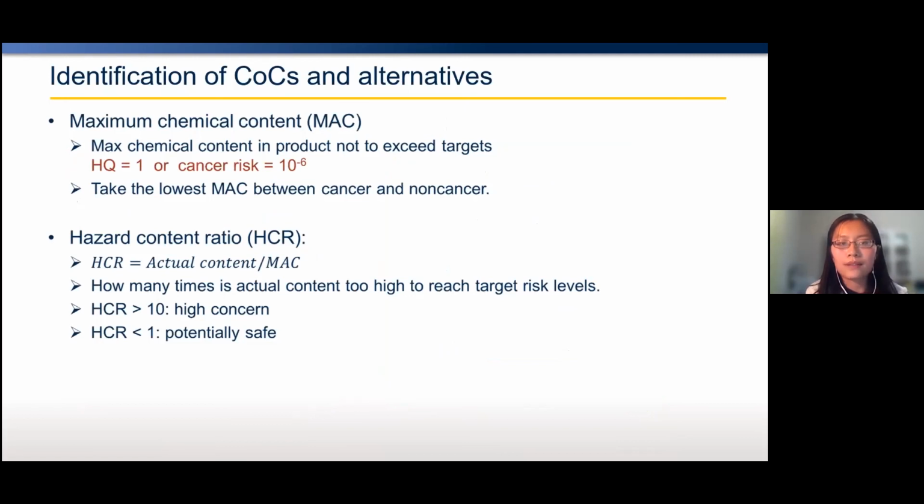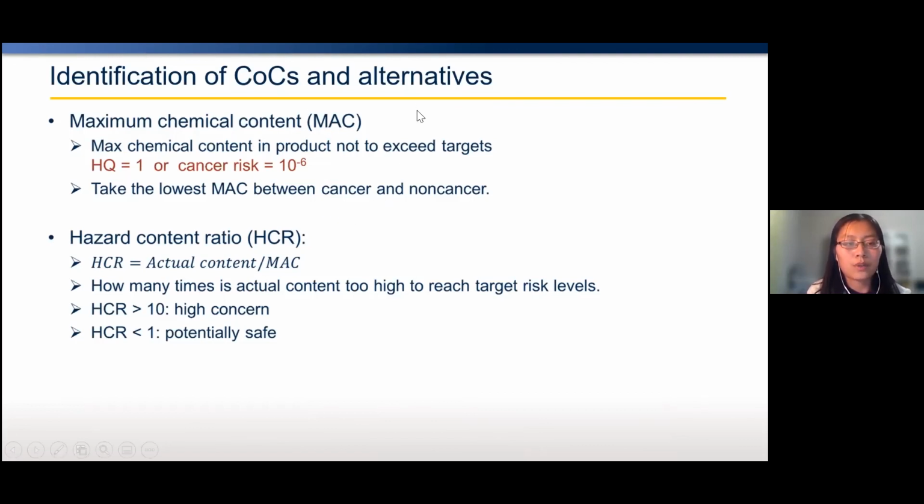So to identify the chemicals of concern and alternatives, we first calculate a maximum chemical content. That is the content in product not to exceed target risk-specific concentration (RSC) levels, which is the hazard quotient equals 1 or cancer risk equals 10 to the minus 6. And we take the lower concentration between cancer and non-cancer effects.